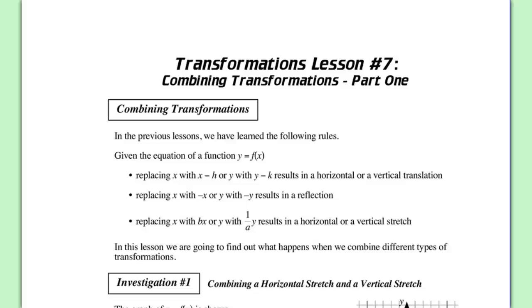Hello 30-1. Well, now it's time to put this all together and combine these transformations. And how are we going to do that when we've got all these different things? We've got vertical translations, horizontal translations, reflections, and we've got stretches, vertical and horizontal. How are we going to find out what happens when we combine these things together?